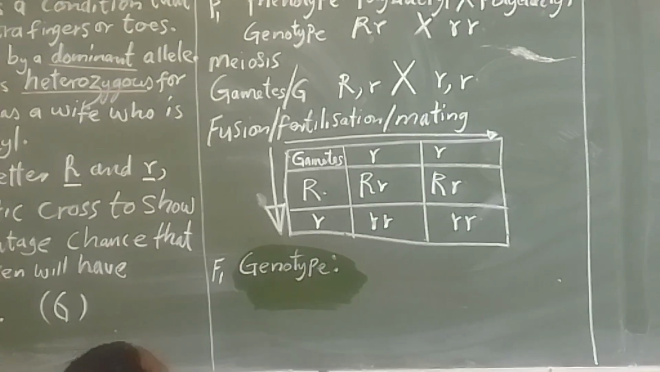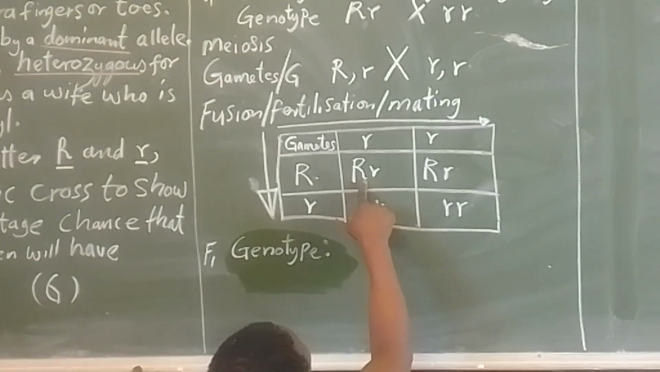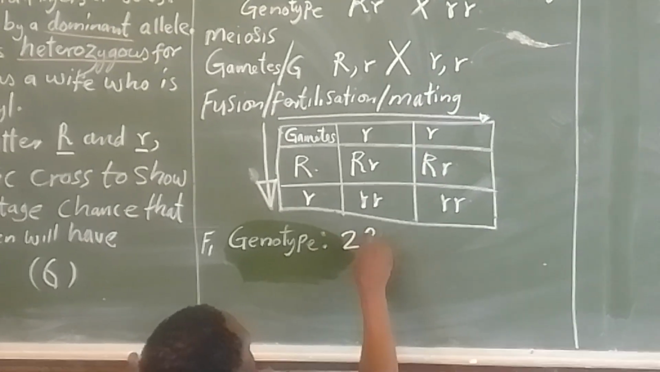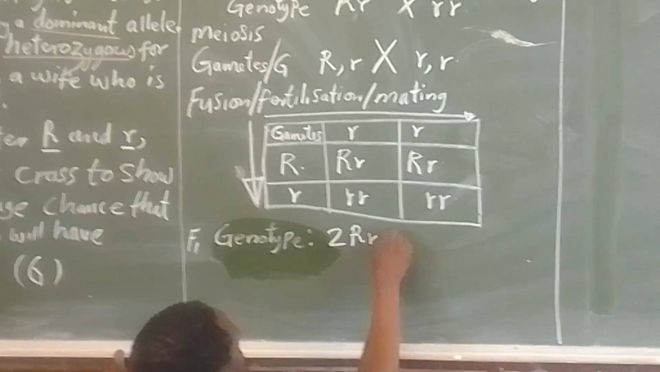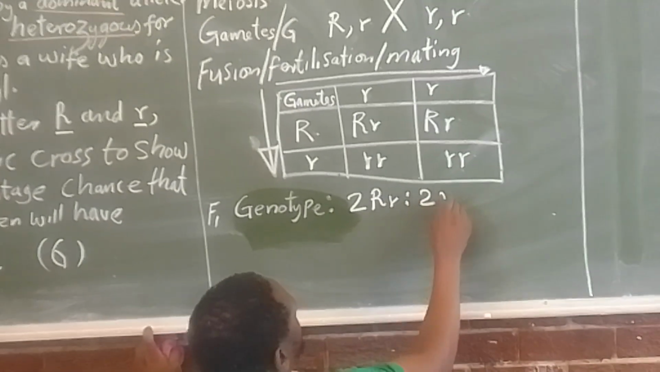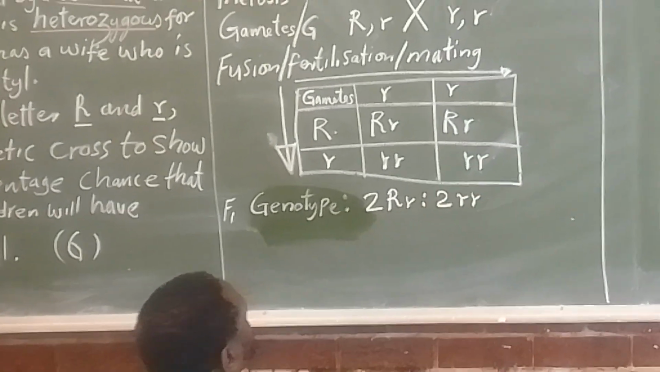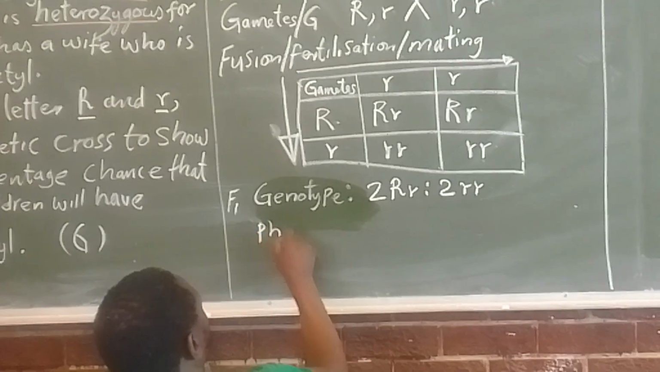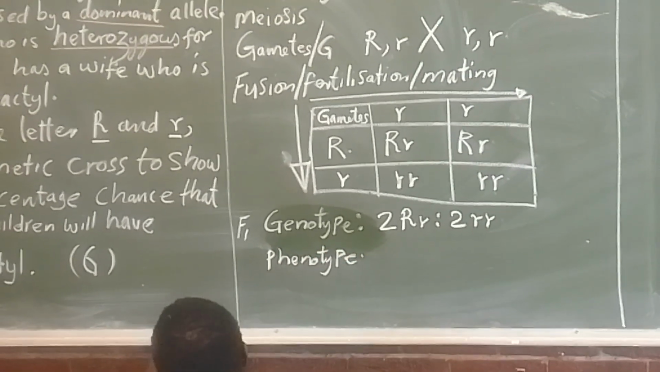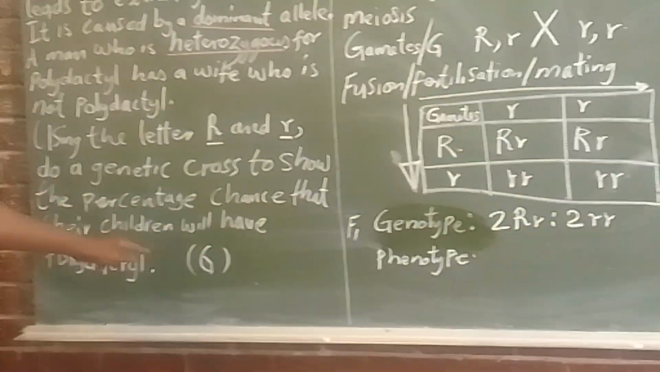So your genotype is going to be RR and RR. It's going to be 2 RR and 2 RR. Then your phenotype. Now, the phenotype is the one that is going to give you the answer.